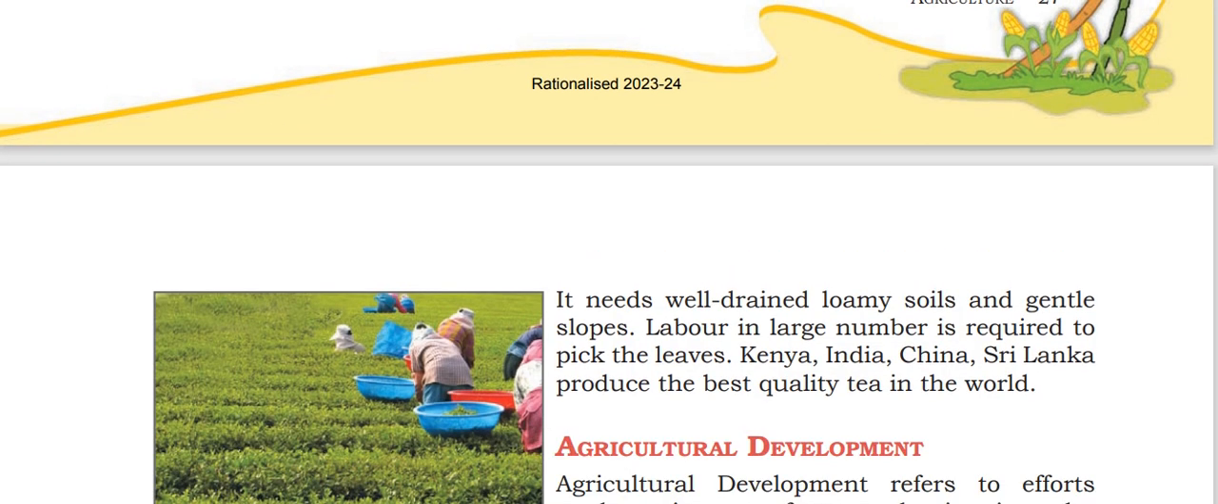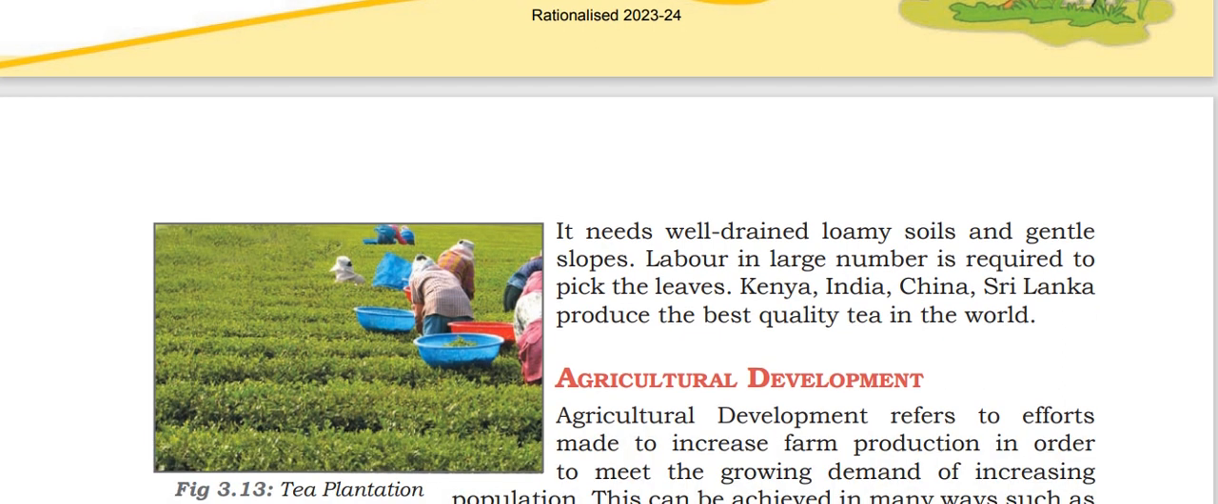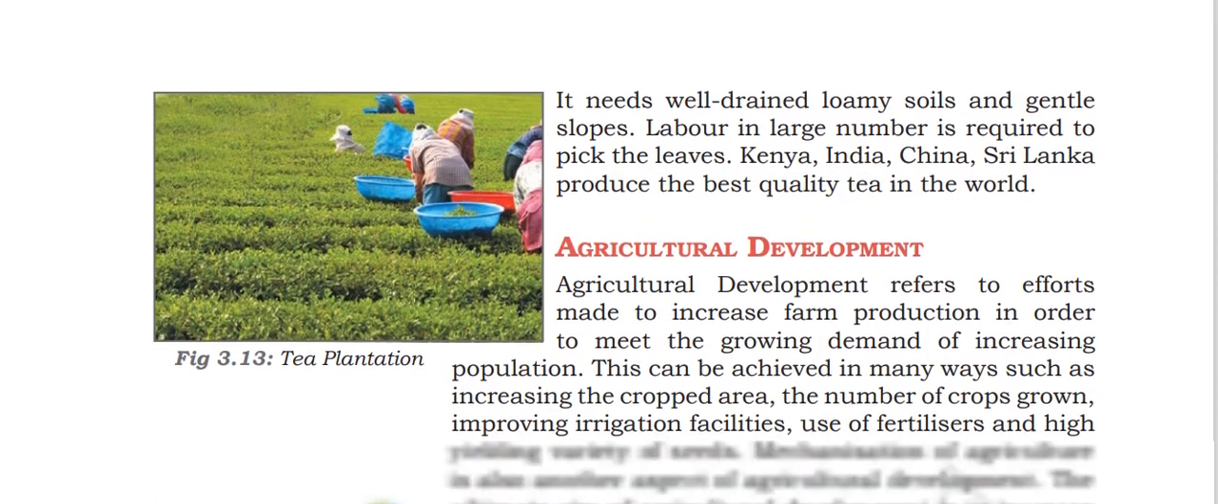Tea needs well-drained loamy soil and gentle slopes. Labor in large number is required to pick the leaves. Kenya, India, China, and Sri Lanka produce the best quality of tea in the world.